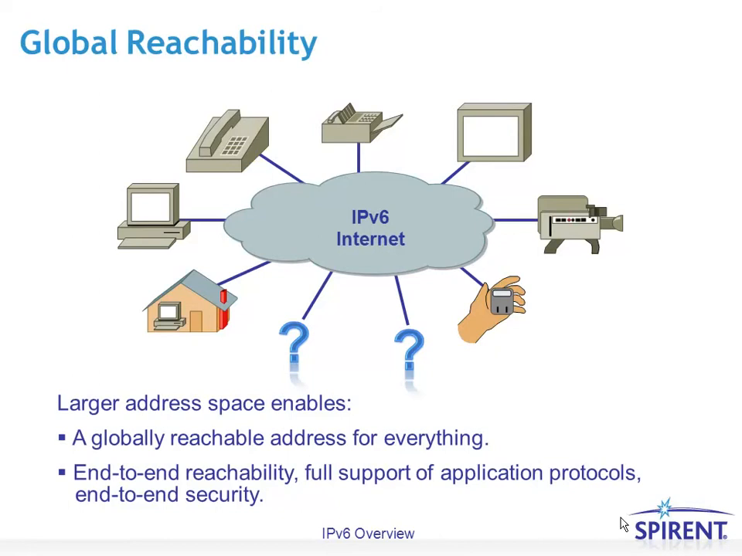So global reachability means that every type of device, small and large, whether it's just your refrigerator, a light switch, an actual PC, or a server, has global connectivity using globally unique IP addresses, and will even support future applications as well.